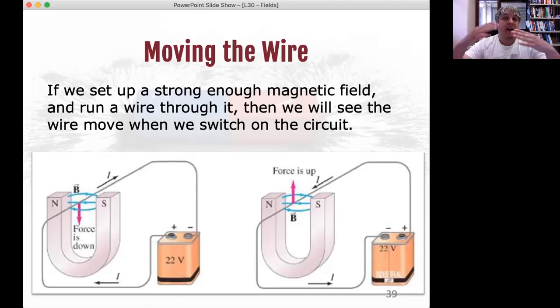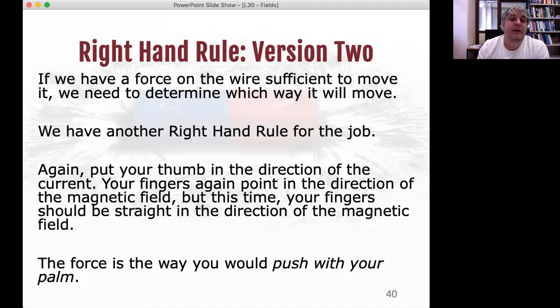The wire will be pushed down or pushed upwards. Which way is it going to be pushed? Well, we would have to figure out which way the magnetic field is and which way the repulsions are and stuff. And it's quicker just to remember the right-hand rule version 2. You probably realized the version 2 was coming when I called the first one version 1.